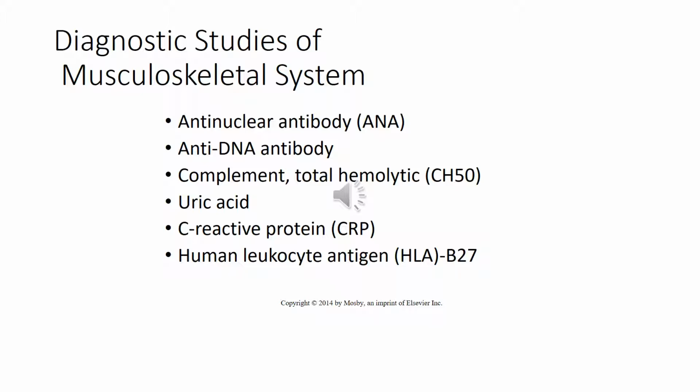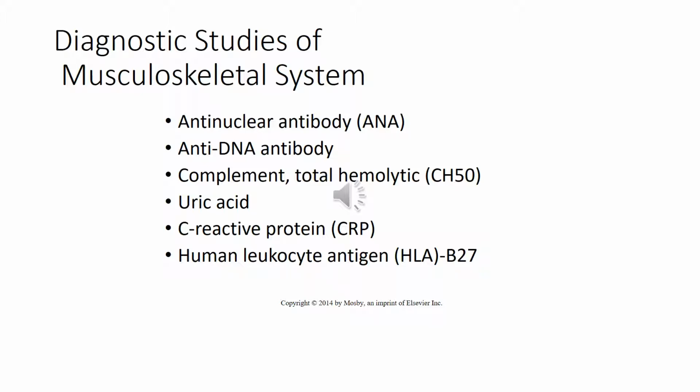Anti-DNA antibody detects serum antibodies that react with DNA. So it's the most specific test for lupus. So you can remember that. Okay, the next thing is complement total hemolytic. Complement, a normal body protein, is essential to both immune and inflammatory reactions. So if there are depletions, this may be found in patients with rheumatoid arthritis or lupus.